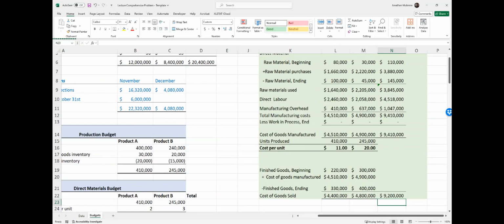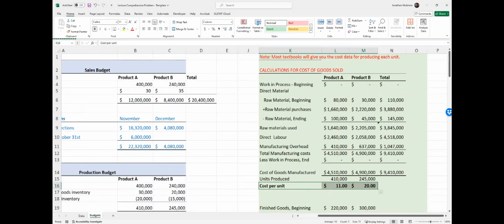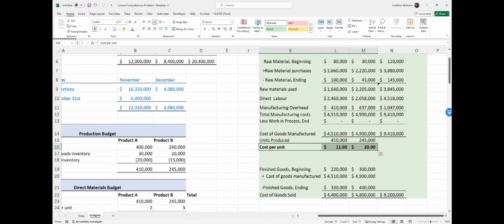Okay, so like I said earlier, my friends, in many instances you will not have to worry about doing all this work. The information will be given. In many cases you will be given the cost per unit, so you won't have to do all this work to figure out your cost. And once you have your cost per unit, all you have to do is multiply it by the number of units that were sold, and then you will get your cost of goods sold.